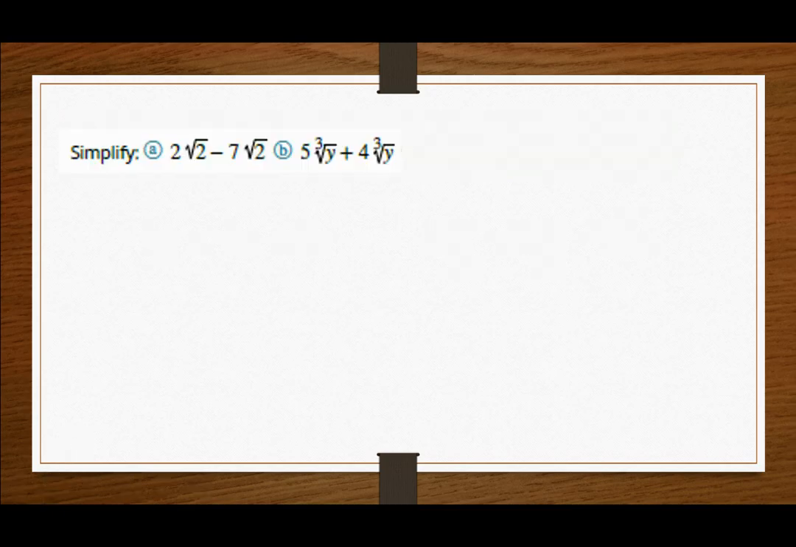Here we have two fairly simple examples where it's quite obvious, hopefully, that we have like radicals. In part A, 2 square root of 2 minus 7 square root of 2 can be combined by looking at their coefficients. In this case, we add together 2 minus 7 to get negative 5 and keep our square root of 2 involved. For part B, we have, again, obviously roots that match, cube root of y. And so we can add them quite easily together by their coefficients, positive 5 and positive 4, the solution being 9 cube root of y.